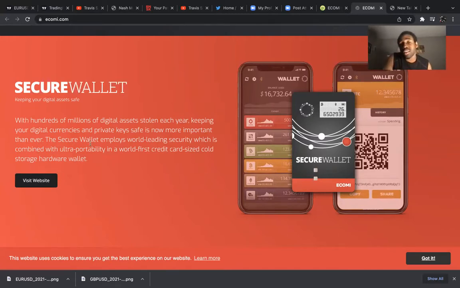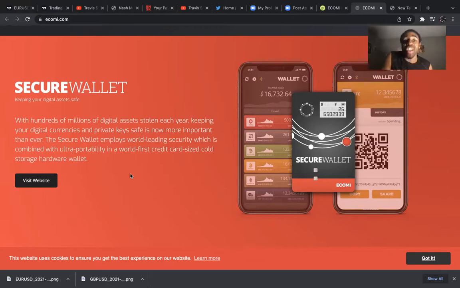Anyways, with hundreds of millions of digital assets stolen each year, that's true, keeping your digital currencies and private keys safe is now more important than ever. The secure wallet employs world-leading security, combined with ultra portability and the world's first credit card-sized cold-storage hardware wallet. So what that means is you're about to get a hardware wallet if you order it. You just invest in that to secure your assets.